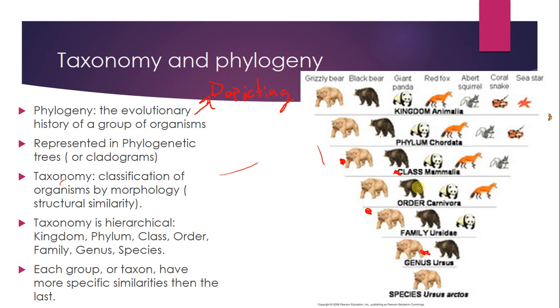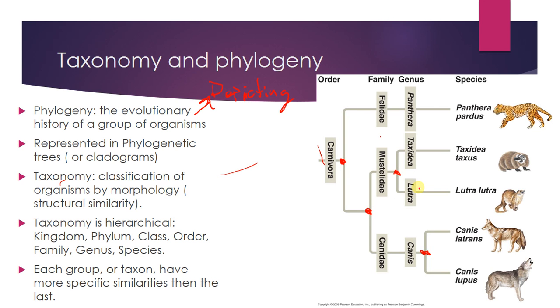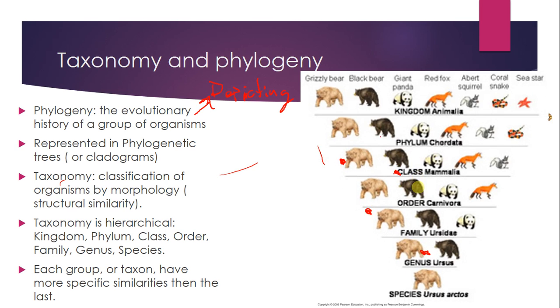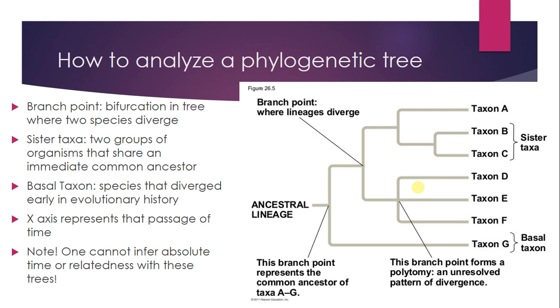So taxonomy, looking at this previous picture, is one way we can make phylogenetic groups, but it's not the best way. We'll talk a little bit more about that, but first we're going to figure out how to analyze or look at a phylogenetic tree. So a branch point is any of these bifurcations. It shows us where lineages or common ancestors diverge, a speciation event, into different species.